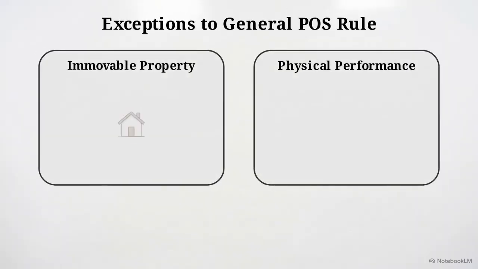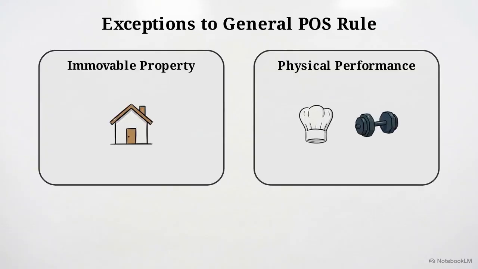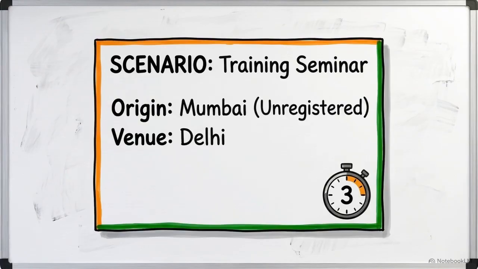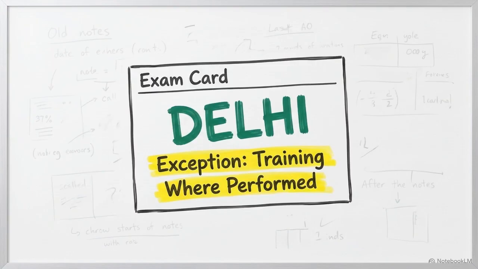Certain services ignore the general registration rule. If the service relates to a movable property or requires physical performance, like a restaurant meal or a gym session, the POS is tied to the physical location of the act itself. For example, an unregistered tourist from Mumbai attends a training seminar in Delhi. Based on the performance rule, determine the place of supply. The answer is Delhi. Training is a performance-based service, so the POS is the location where the training actually occurred.